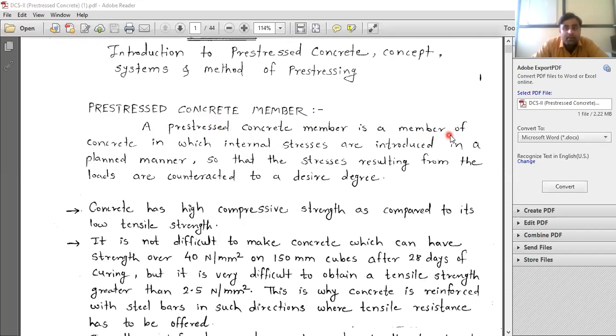A pre-stressed concrete member is a member of concrete in which, from here the important part starts, the internal stresses are introduced in a planned manner, that we have already talked about. Internal stresses are introduced in a planned manner so that the stresses resulting from the load, that is your direct stress and bending stress, are counteracted to the desired degree. It is not fully nullified, but up to some degree we can decrease their intensity. This is nothing but your pre-stressed concrete member.